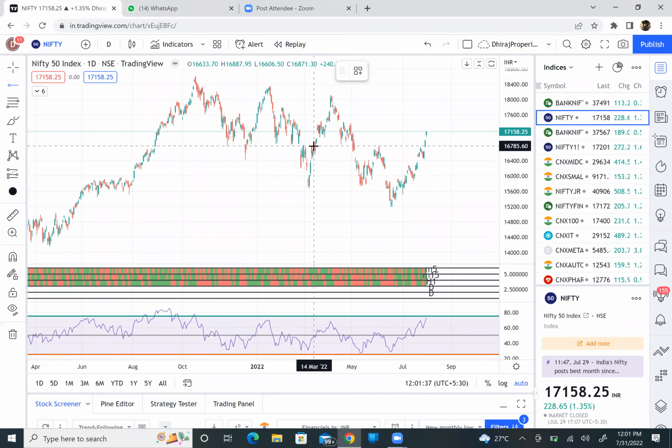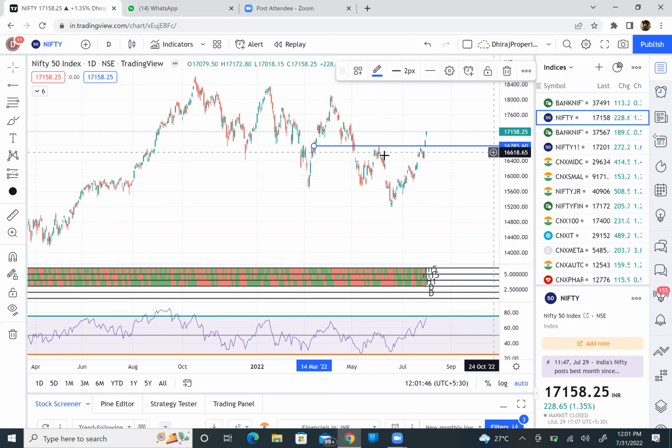Okay. Look here. This was the last swing high, right? This point on 3rd of June. Now this point has been crossed, 16,793 is the exact value. The value 16,793 would act, if it starts falling, as a good resistance here on Nifty.